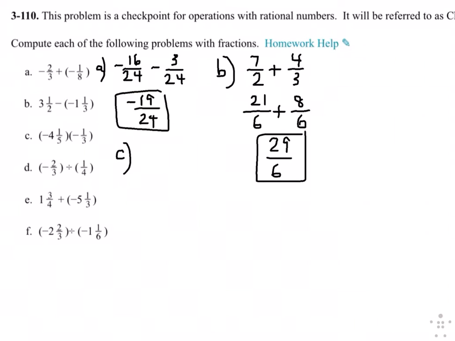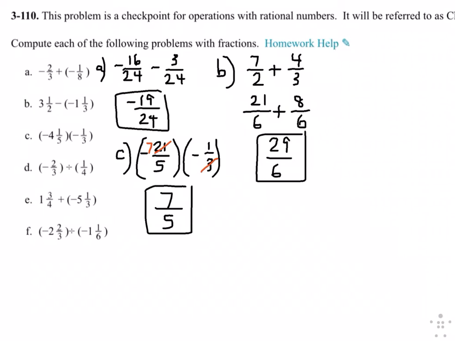For C, let's try to fit it here, right? C. We have negative 4 1/5. That's negative 21 fifths times negative 1/3, right? So for this one, we can cross cancel, right? So this 3 and the 21, that leaves us 7 in the numerator, right? So negative times negative is positive, so it's positive 7 times 1 over 5 times 1, right? So positive 7 fifths for C.